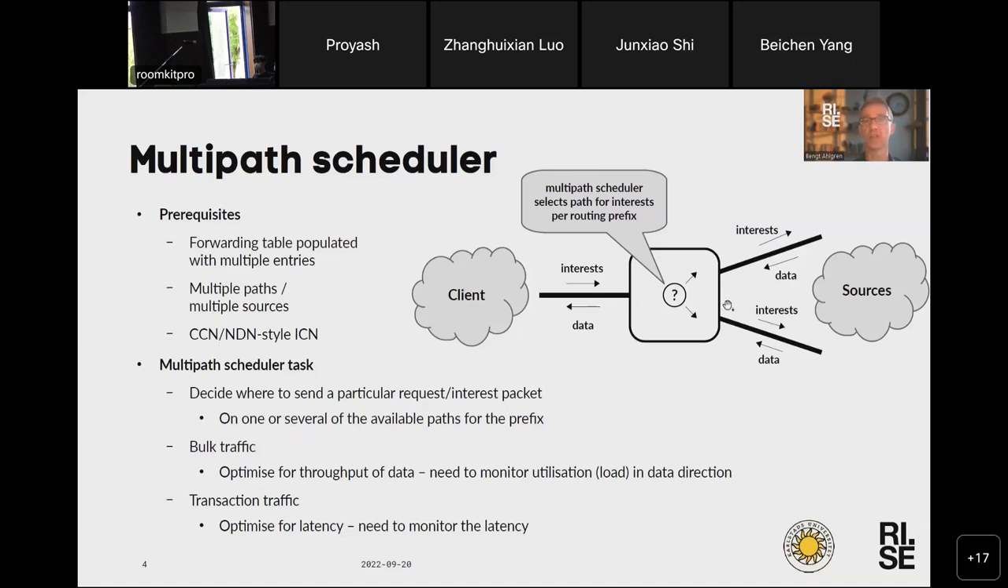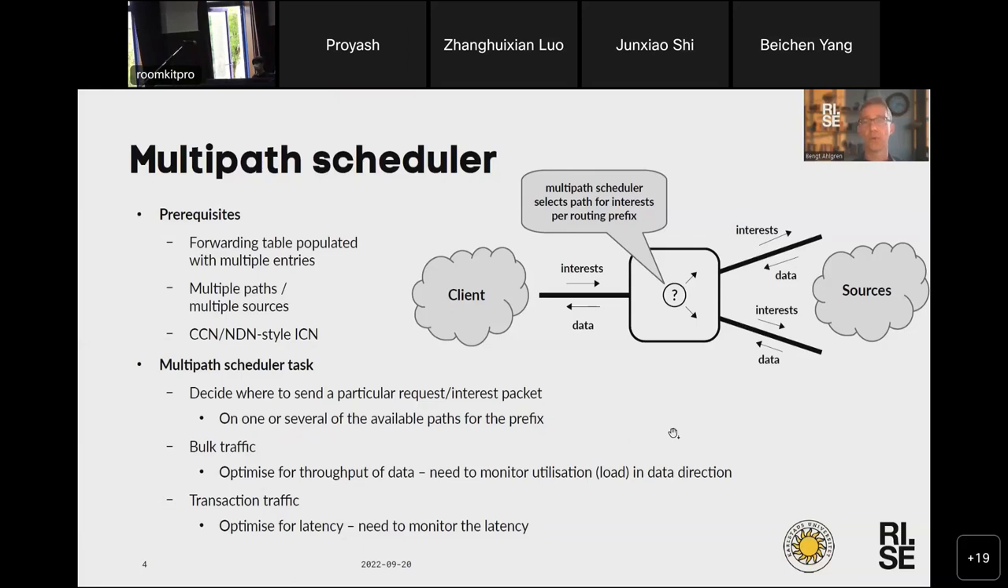So the illustration here is just the multipath router in the middle. We have a client to the left that sends interests that is forwarded by the router on one or more of the paths here to the right to one or more sources that then returns the data. And I should also say that the objective for bulk traffic is to make use of the available capacity on all the available paths.